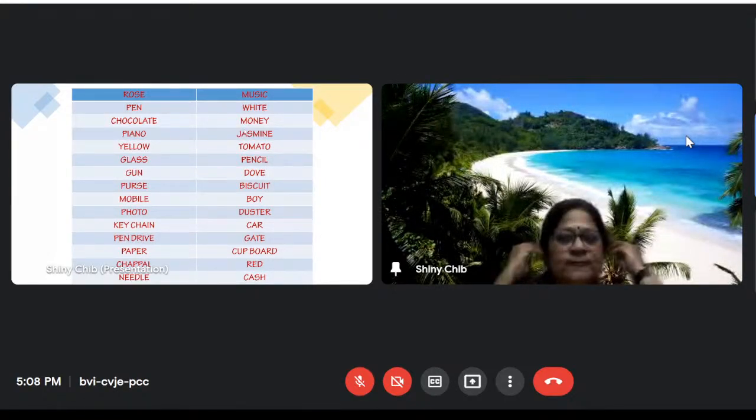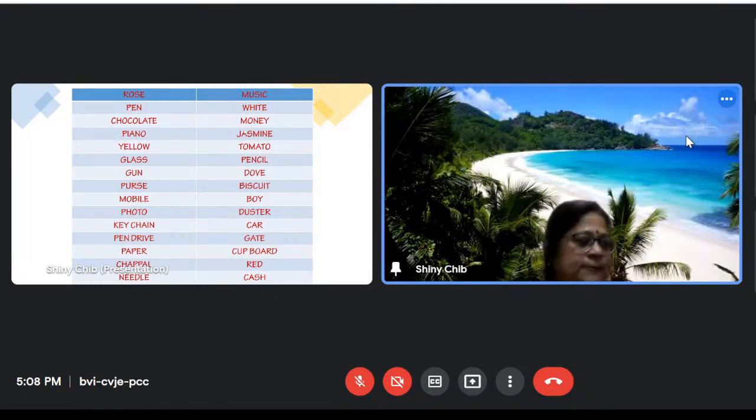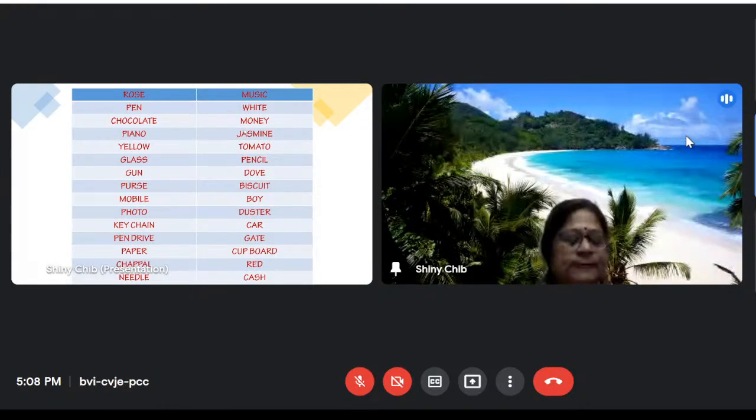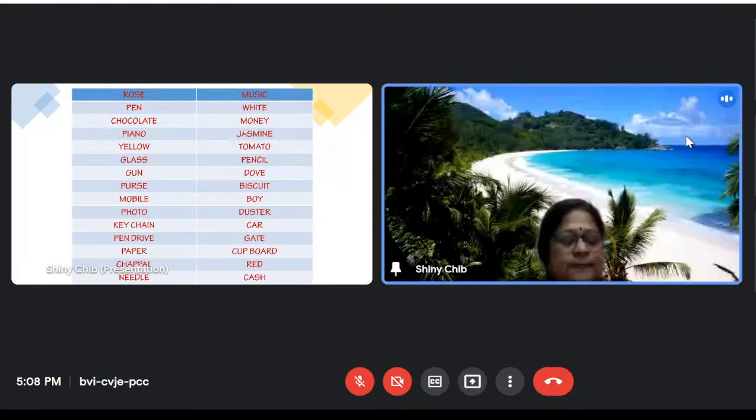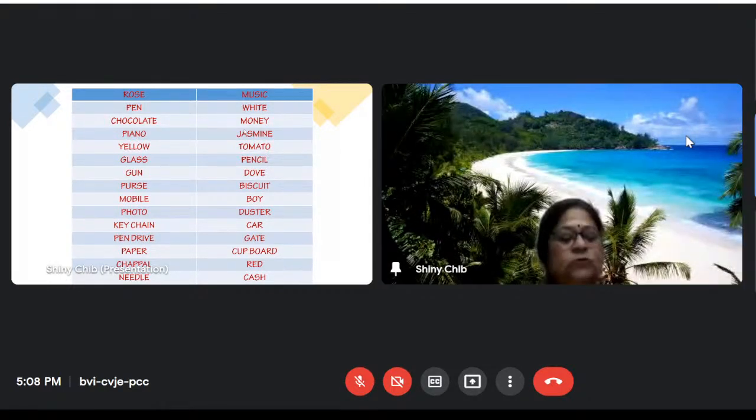White, red, tomato, yellow, chocolate, duster, pencil, boy, photo, keychain, cash, needle, chapel, cupboard, paper, money, white, music, jasmine, dove, boy.